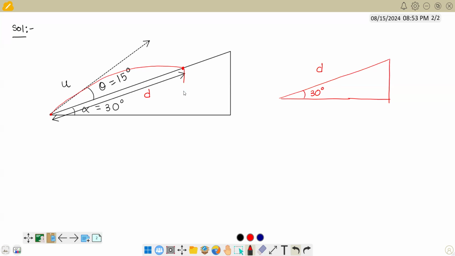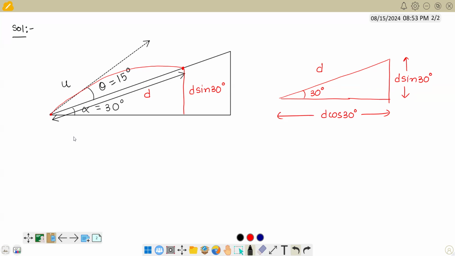If I resolve this D, the vertical component would become D sine 30 degree. We know sine 30 equals opposite side by hypotenuse. Similarly, the horizontal side would become D cos 30 degree. Once we know that this is D sine 30 degree and D cos 30 degree, we can use the equation of projectile to solve the problem.